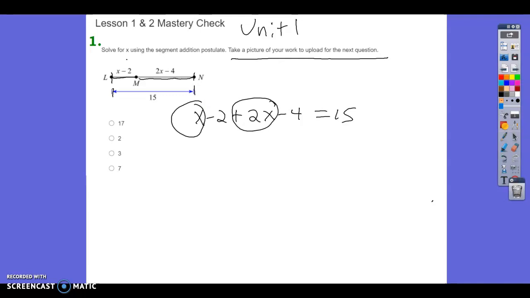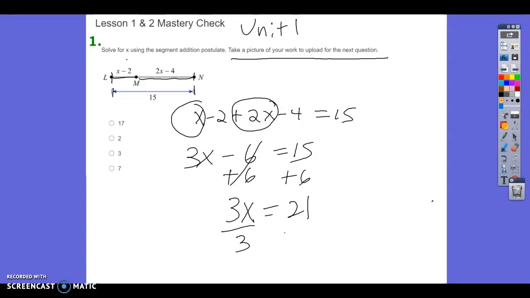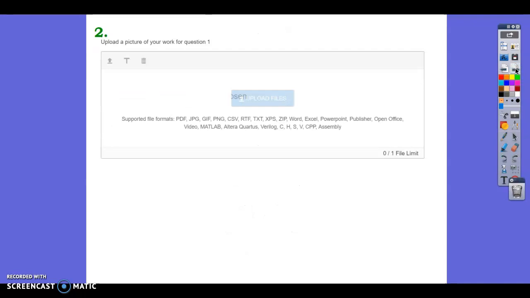If you had trouble with this type of thing, you need to review solving equations, because I can quickly go over it with these problems, but I have to assume that you know how to solve equations, and you're really going to struggle in geometry if you don't. So x is 7. You go back and read the question again. It says solve for x, so the answer is 7. Then on the next page, you take a picture of your work and upload it right here.